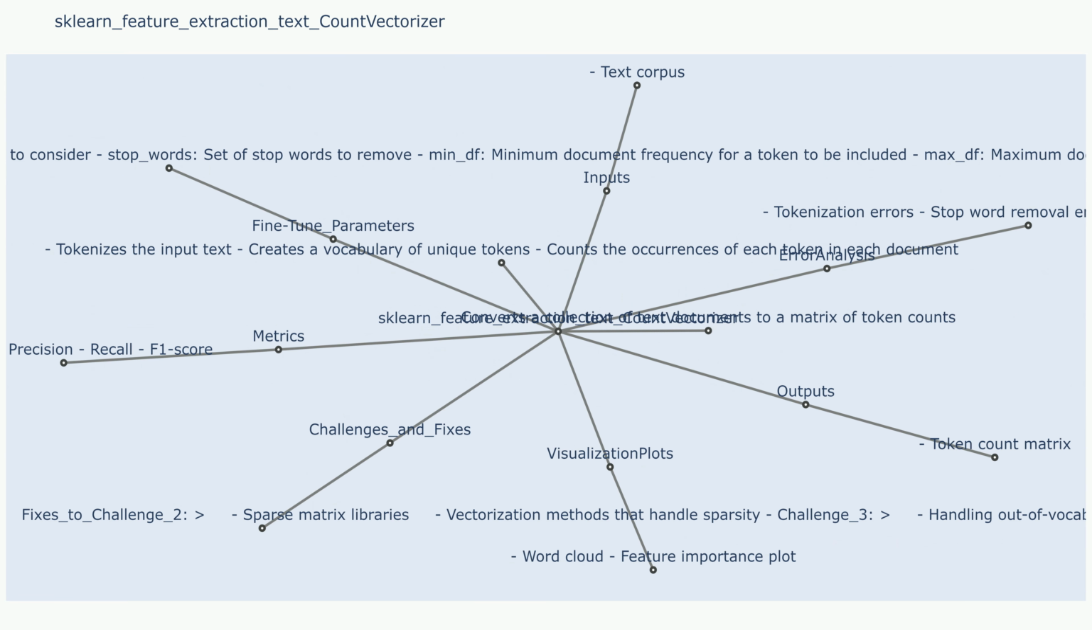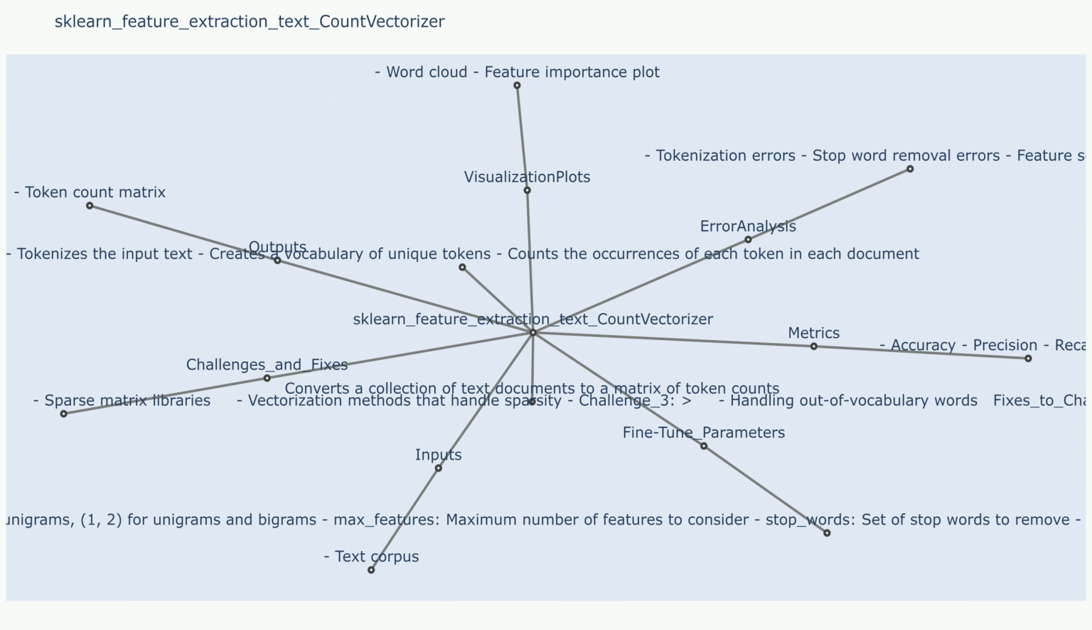Sample use case that resulted in challenge 2. A corpus of news articles might contain tens of thousands of unique words. Fixes to challenge 2. Use max features parameter to limit the vocabulary size. Use dimensionality reduction techniques like principal component analysis (PCA) or latent semantic analysis (LSA) after vectorization.